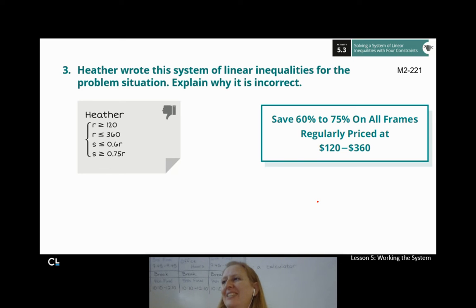Heather wrote the system of linear inequalities for the problem situation. Explain why it's incorrect. Can you hit pause, look at Heather's work, look at what we wrote earlier, and hit pause and write down what she did wrong and then hit play to keep the discussion going, please?